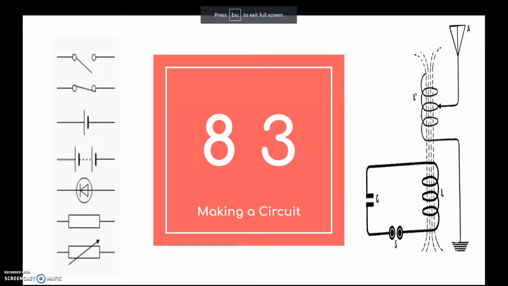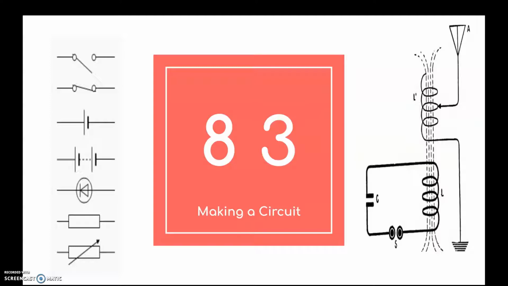Hello everyone, we are on lesson 83. You're going to need your pencil, a red and yellow colored pencil, possibly a red and yellow marker, and your booklet, your energy booklet, electricity booklet.